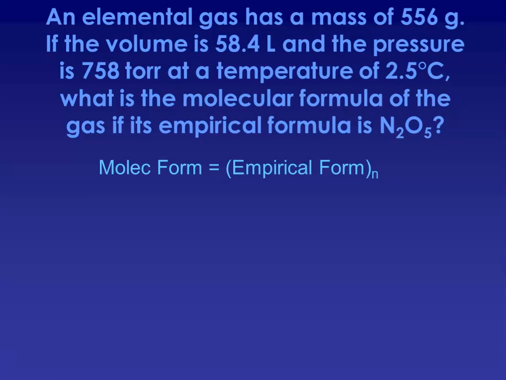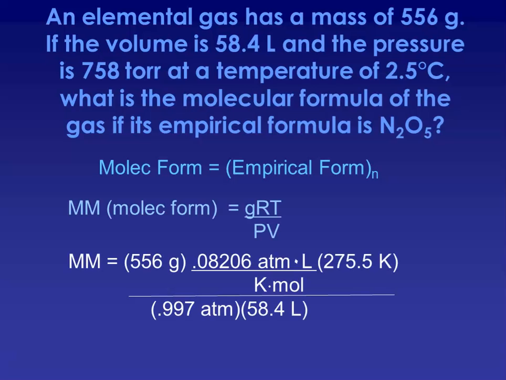Remember that our molecular formula has to be either the same or a multiple of our empirical formula. We should be able to compare the masses of those two formulas to one another to determine what that ratio would be. So we can use our M&M equation to calculate the molar mass first of our gas, which would be its molecular formula's mass. So we can take the 556 grams, the constant, your temperature converted to Kelvin, your 758 torr converted to atmospheres, and your volume of 58.4 liters.